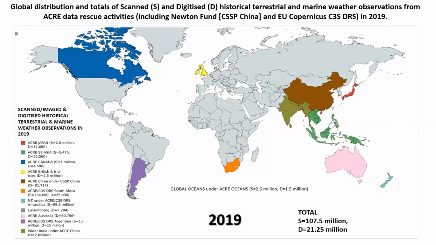My second last slide shows, for 2019, the coverage of data that we scanned and digitized with the ACRE project. We have various regional foci for ACRE: Canada, Argentina, the British and Irish Isles, India, South Africa, and so on. These were the various efforts under the ACRE broad umbrella in these regions and over the oceans as well. We managed to scan something like 107.5 million pages of information, of which only 21.25 million have been digitized. There's a log jam in getting it through the system.